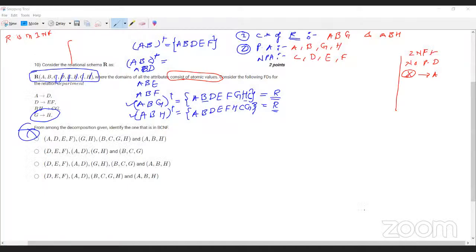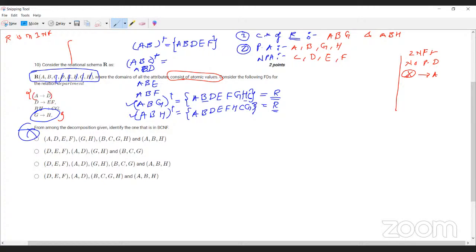Yes, sir. Okay, so what is the condition for 2NF? There should be no partial dependency. If X is determining A and X is a prime attribute or a part of a candidate key and determining a non-prime attribute, then we can say there is a partial dependency, right? Now let us check this functional dependency, whether A determining is a partial dependency here. Yes, this is a partial dependency.